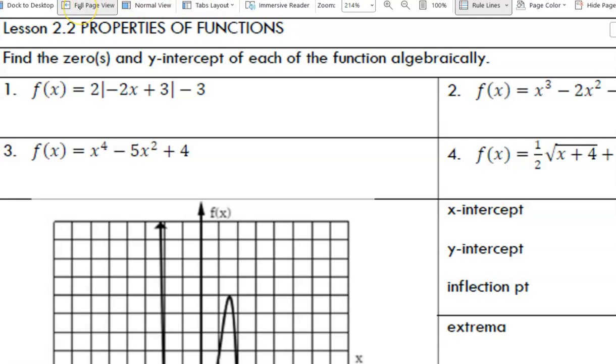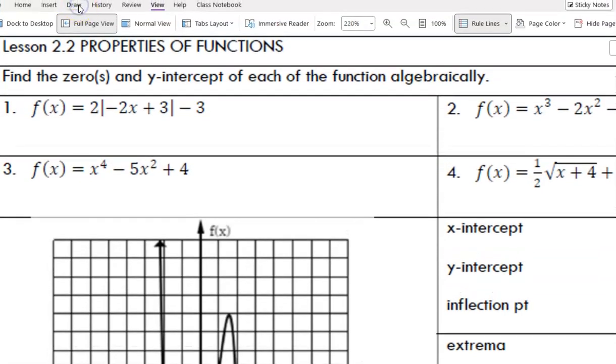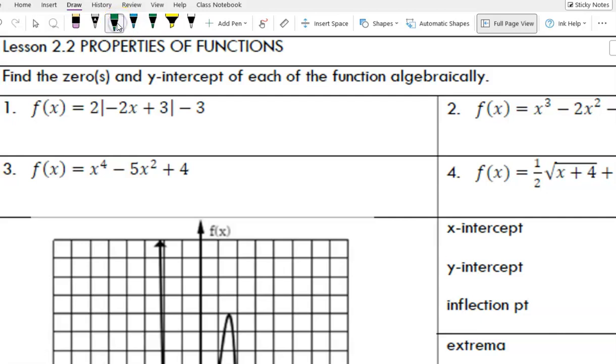I can't get to the top portion of my screen, so I'm going to try to move my little thing so I can get to the draw function. And remember, the number one thing you need to remember about finding zeros is that when you're looking for the y-intercept, you have to set x equal to 0. If you're looking for the x-intercept, you need to set y equal to 0. Okay, and so let's just do number 1.